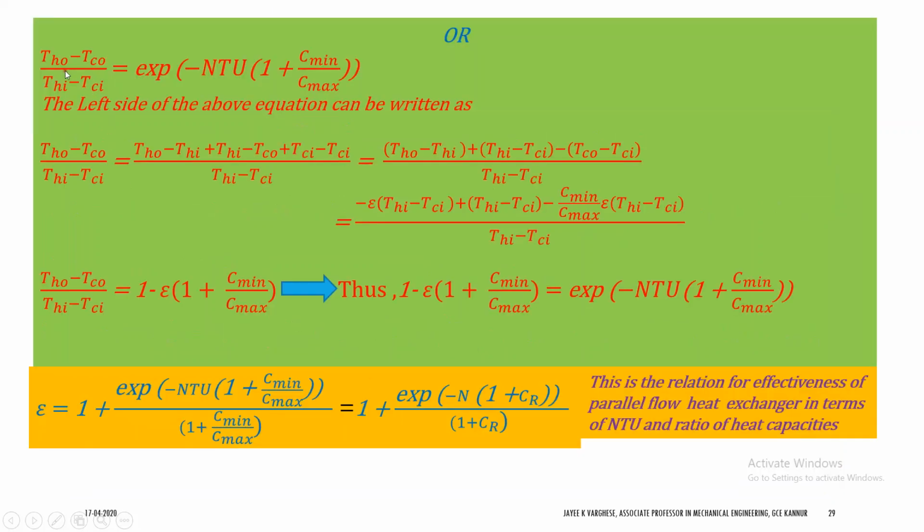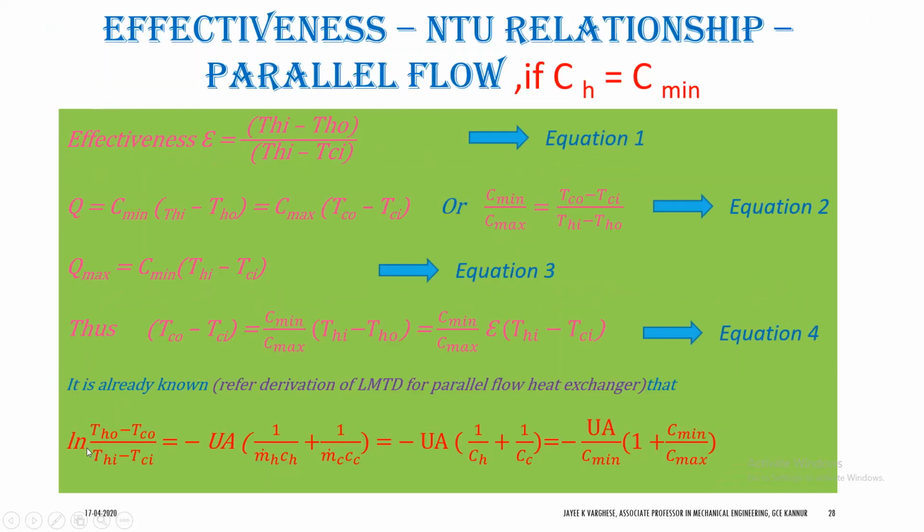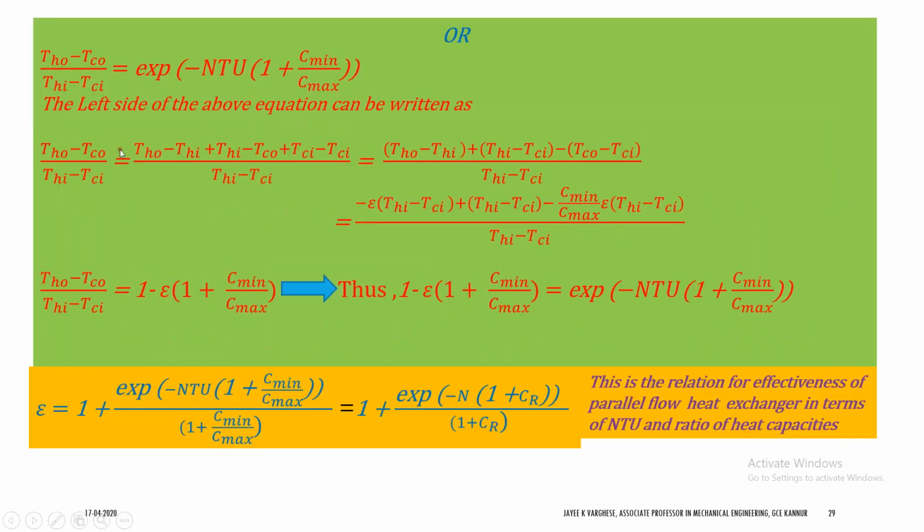So THO minus TCO divided by THI minus TCI. See, go back. This is the logarithm of the temperature variation at the outlet by that at the inlet, equal to minus NTU into 1 plus C min by C max. Or THO minus TCO divided by THI minus TCI is equal to e to the power of, see in the next slide, minus UA by C min, NTU, into 1 plus C min by C max.